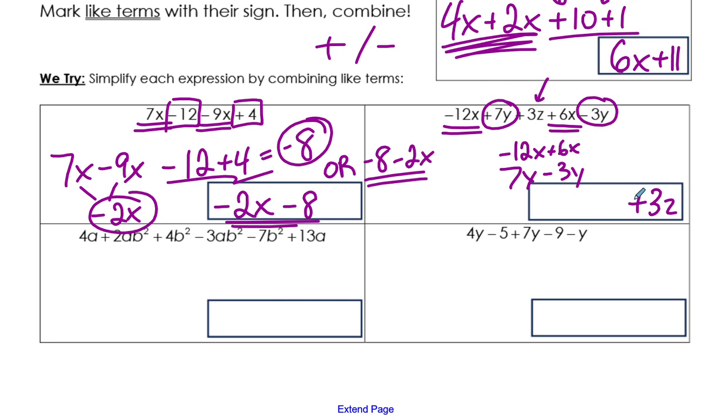Nothing's going to change that, so I know I'm rewriting that in my answer. Here I'm going to combine these. I get -6x. I combine these, I get 4y. Again, the order doesn't matter.